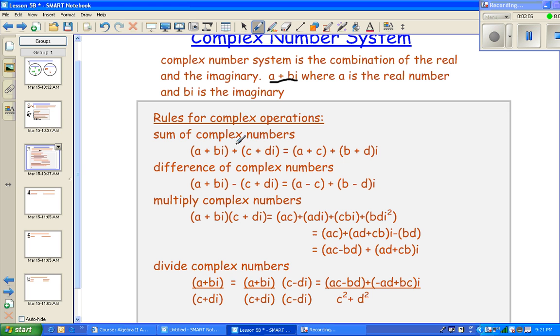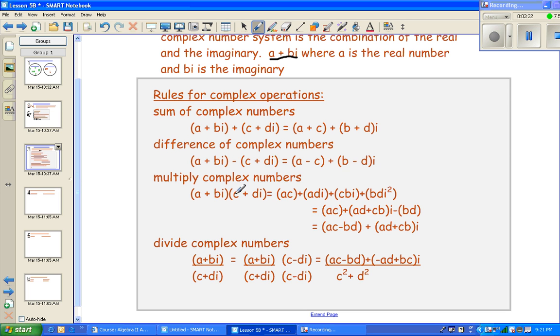When you're adding, you just simply combine your real numbers. That's why we're going to combine the a and the c. And then you combine your imaginaries, the b and the d, and you keep it with the imaginary i. The difference, you just subtract your a and your c, and you subtract your b and your d, and you keep that with the imaginary i.